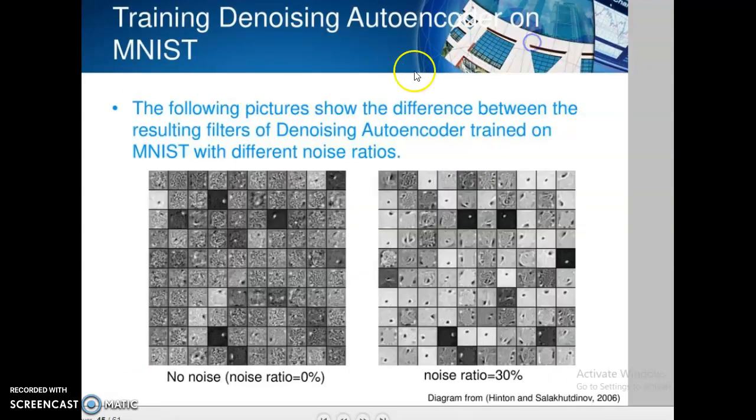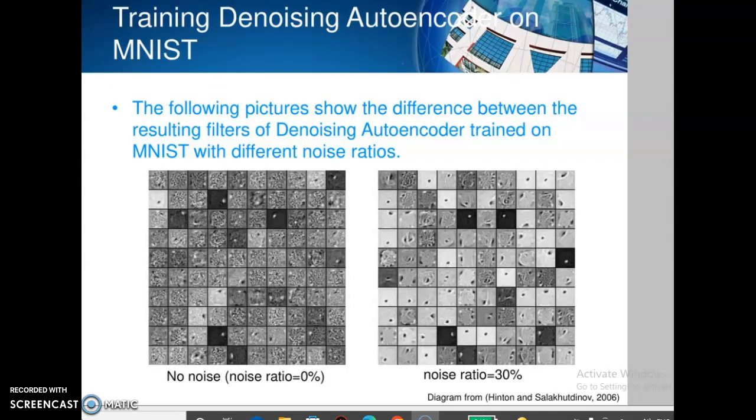Training a denoising autoencoder on MNIST. The following pictures show the difference between the resulting filters of a denoising autoencoder trained on MNIST with different noise ratios. No noise, ratio 0; noise ratio 30%.